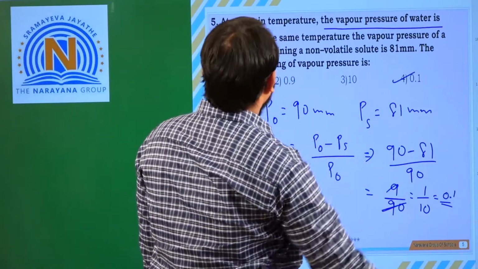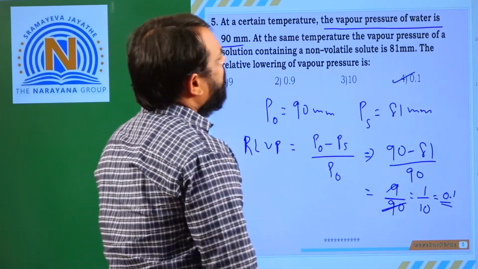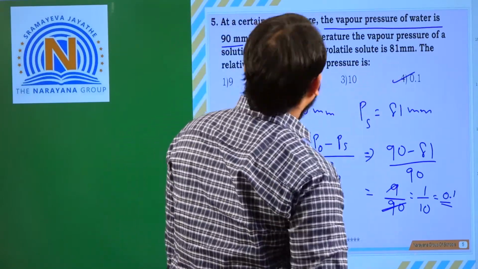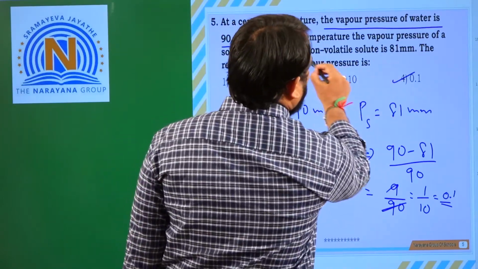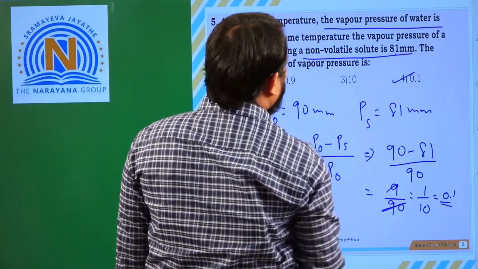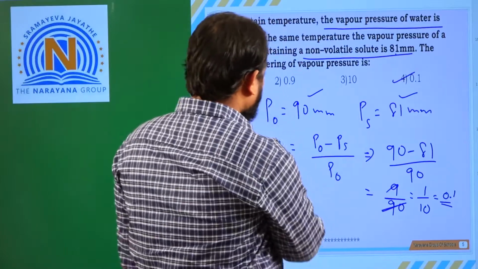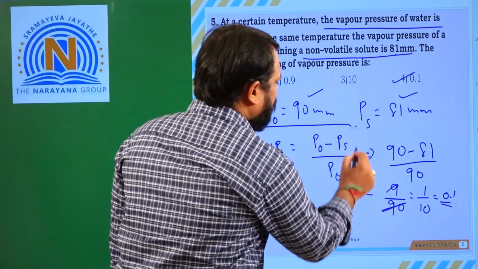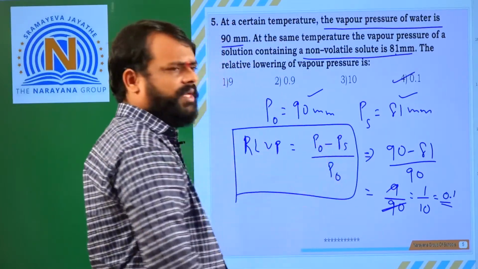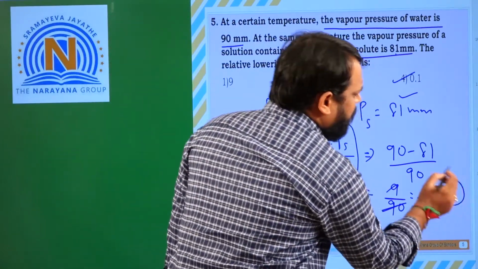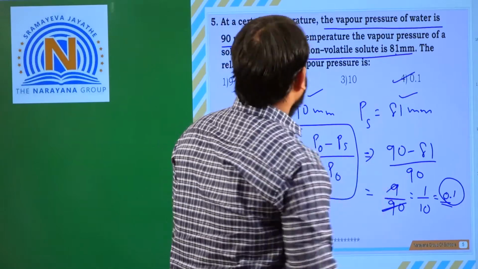So what is the option? Fourth option. At a certain temperature, the vapor pressure of water is 90 mm, and at the same temperature the vapor pressure of a solution containing a non-volatile solute is 81 mm. That is, P naught is 90 and Ps is 81. The relative lowering of vapor pressure is P naught minus Ps by P naught, which gives 0.1. So the option is the fourth option.